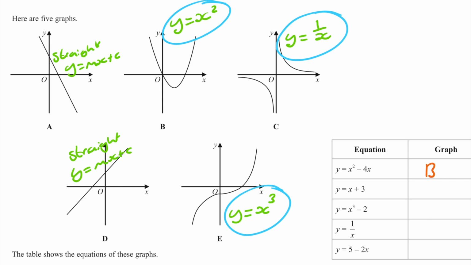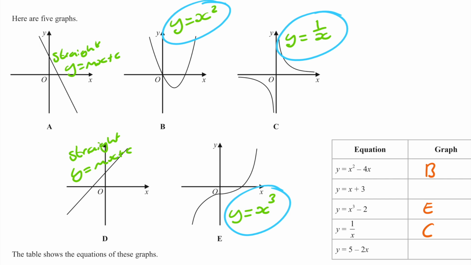With C, you're looking for a reciprocal, so y is equal to 1 over x, or y is equal to something over x, and you can see that is that one there. So that would be C. You're then looking for E, which is a cubic, so you're scanning all of these and seeing which one then has an x cubed, and you see the one that has an x cubed is that third one, so I'm then going to put E here.